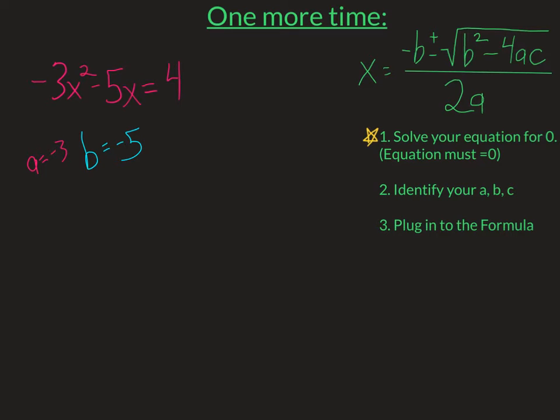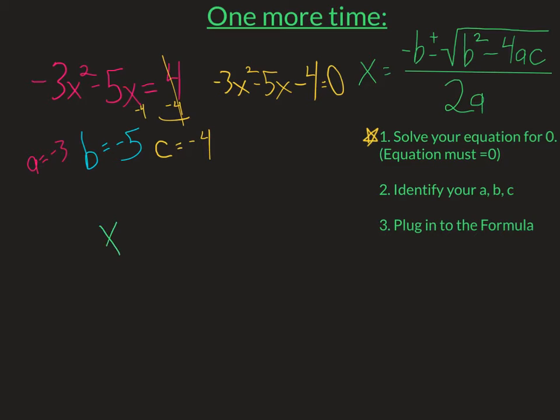So my equation actually, I'm going to rewrite it real quick, would be -3x squared minus 5x. And then we need to move that 4 over. Cancel over and -4 to the other side. So the shortcut is that it just becomes -4 on the other side. Now it equals 0. Now I can pull out my ABC. So now I can see that the C is -4. I've got my ABC.